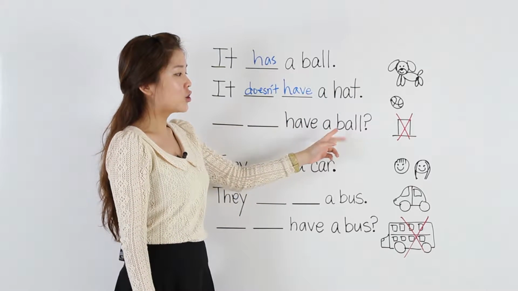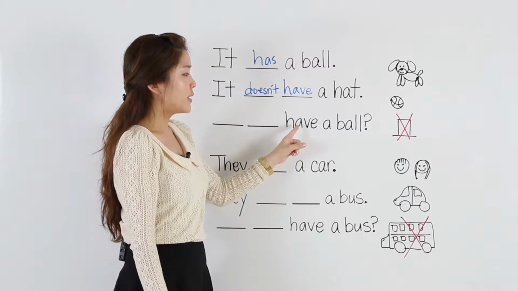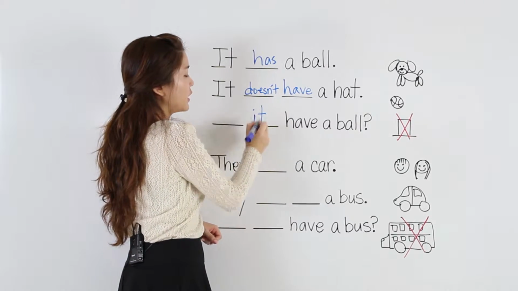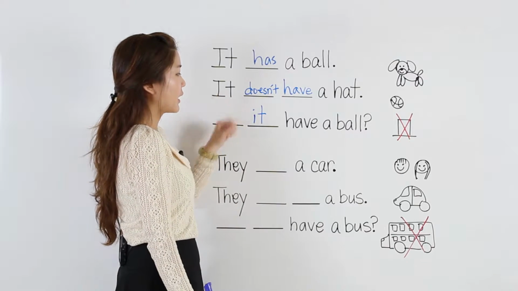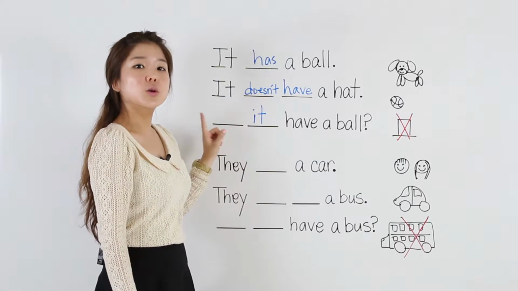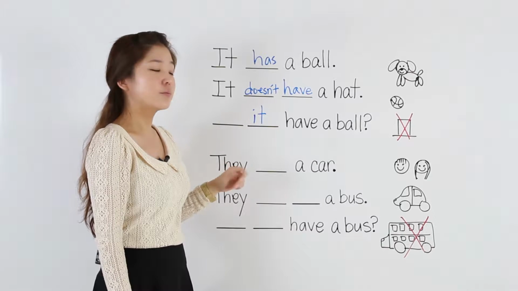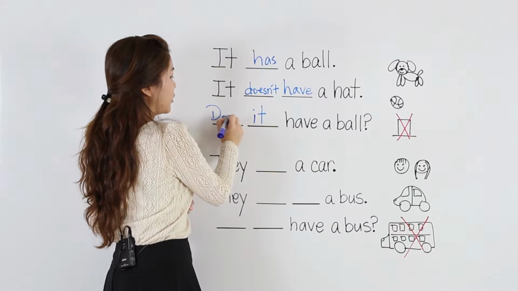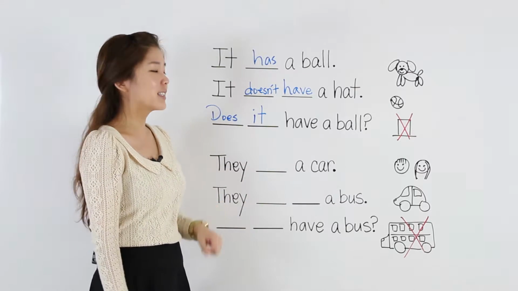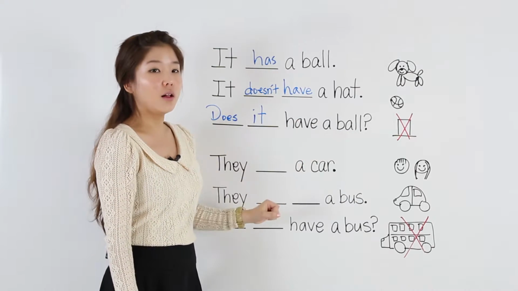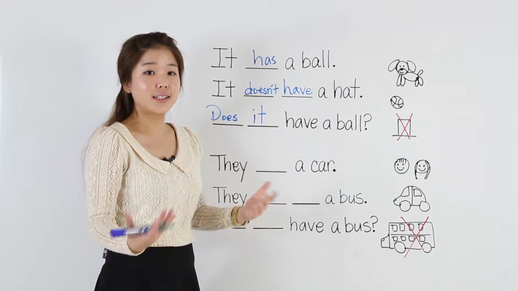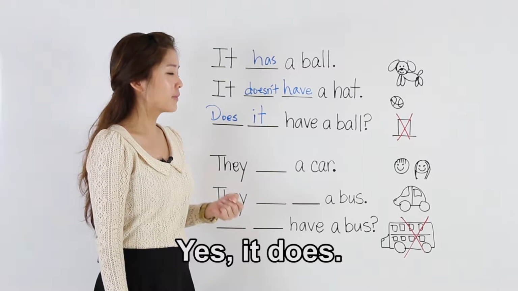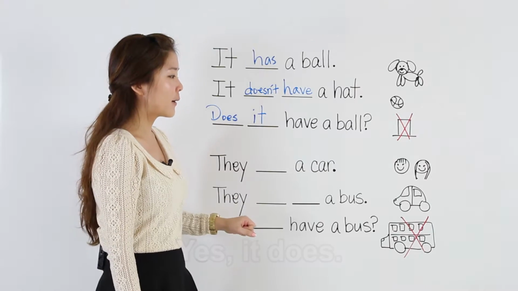Next, we have a question. We use have. Remember, we have to put the pronoun over here, the same one. And we put does or do in the front. What do you think? We have to say does. Does it have a ball? Yes, it does. Let's move on to the next part.